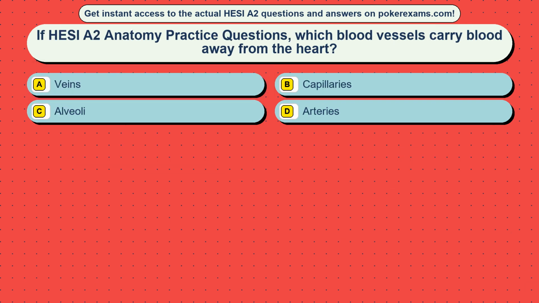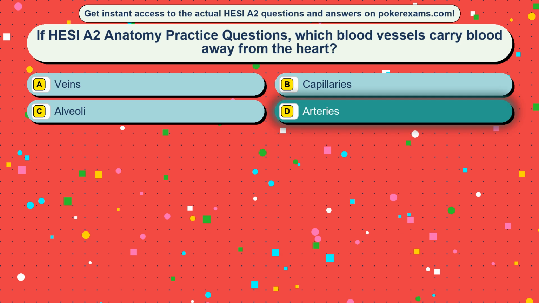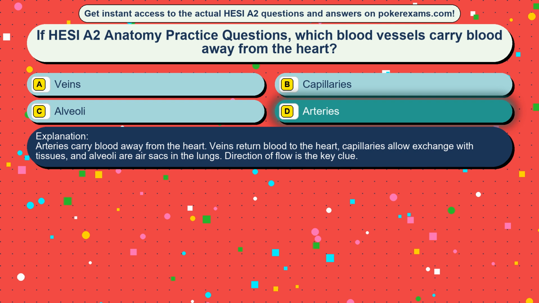Question 50. In HESI A2 practice questions, which blood vessels carry blood away from the heart? Option A, veins. Option B, capillaries. Option C, alveoli. Option D, arteries. The correct answer is option D, arteries. Arteries carry blood away from the heart. Veins return blood to the heart, capillaries allow exchange with tissues, and alveoli are air sacs in the lungs. Direction of flow is the key clue.